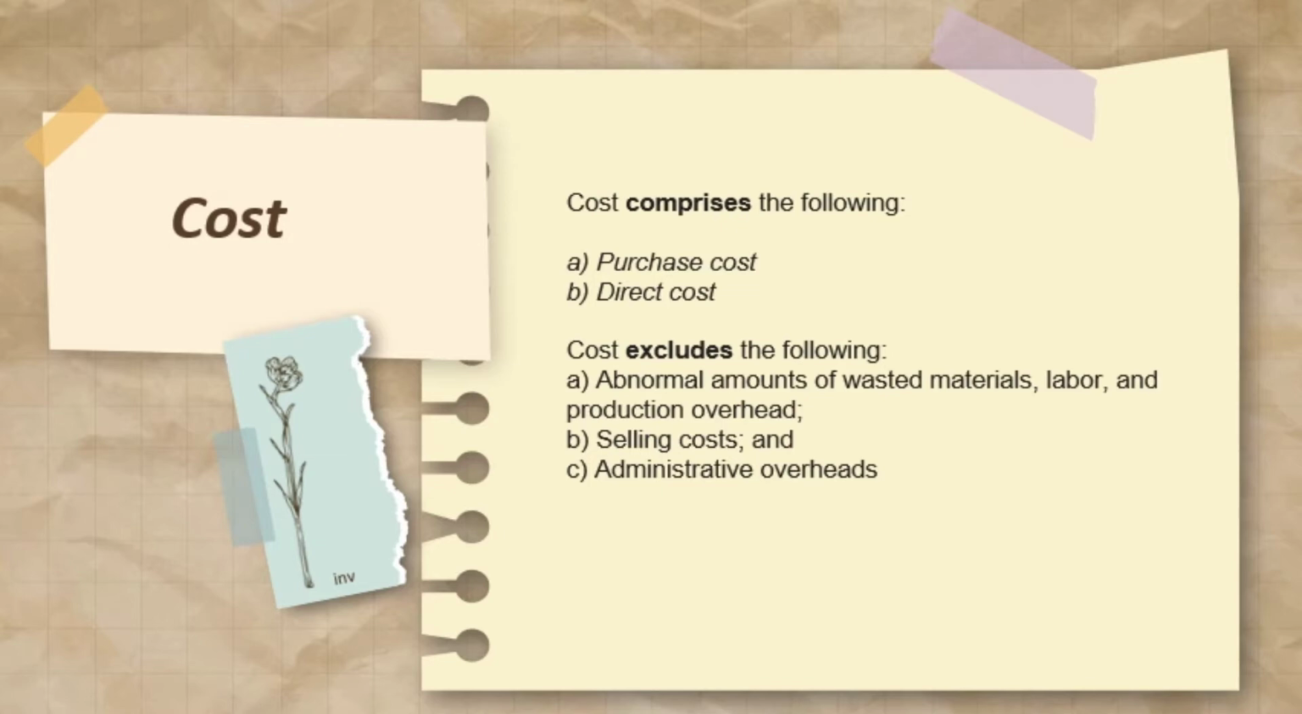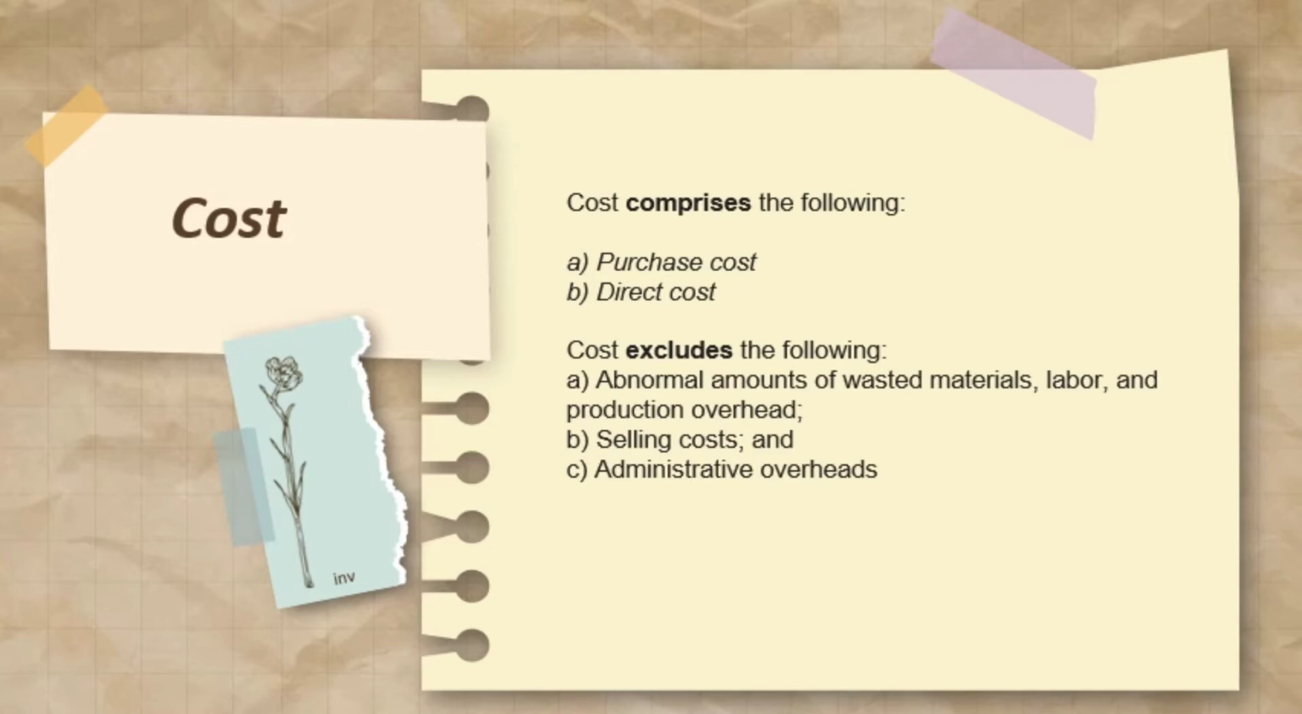The purchase cost, hindi dito kasali yung mga trade discounts, rebates, and other similar deductions in purchase price. While yung direct cost naman ay yung mga cost na na-incur in bringing the asset to its intended location and condition. For example, dito mga freight cost and conversion cost. This conversion cost is only applicable for the manufactured items. So, ang conversion cost ay yung cost of labor and production overhead.